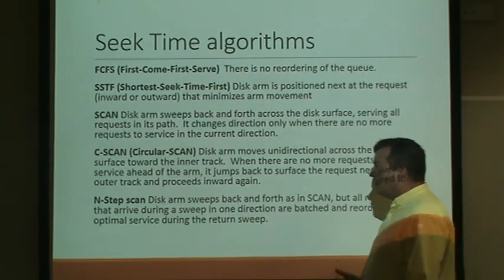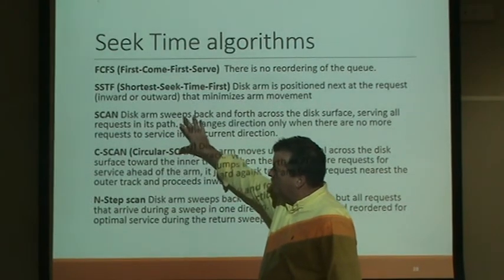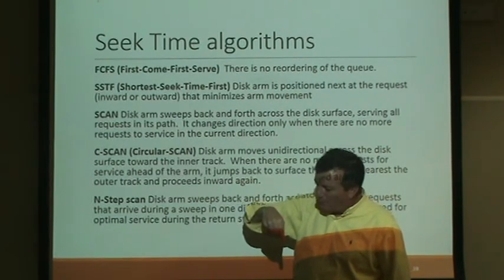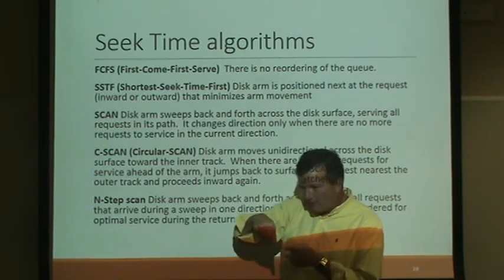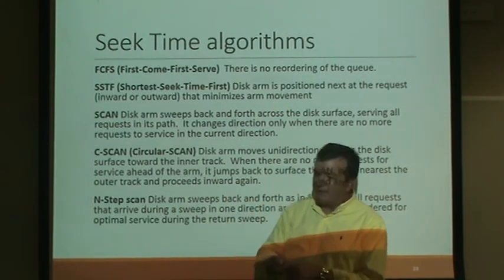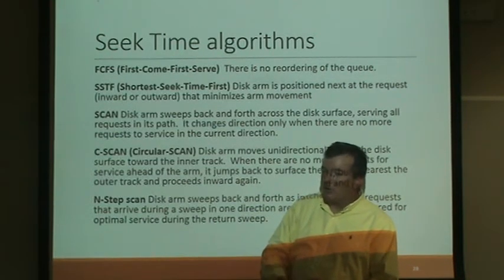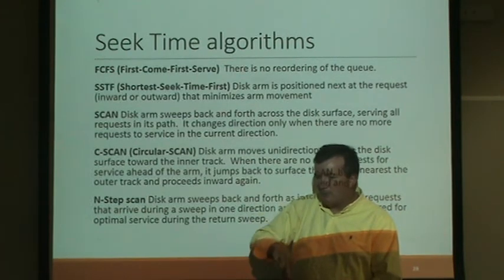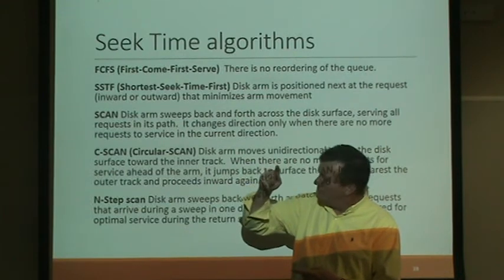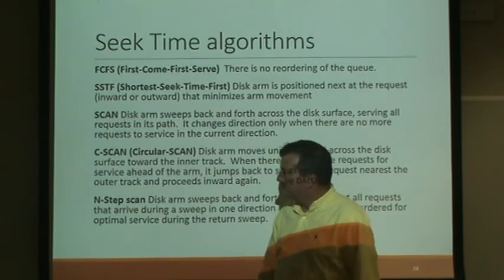So then kind of an improvement, or maybe a more fair way of doing that, would be to scan the disk: start at the outside and work your way to the inside of the disk, taking all the requests along the way. Kind of like an elevator starting at the ground floor and going to the top floor and only picking up people who are going up. Don't pick up anyone who's going down. Then when you get to the top floor, you start coming back down and pick up people on the way down.